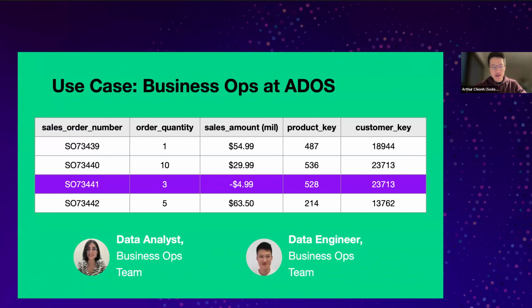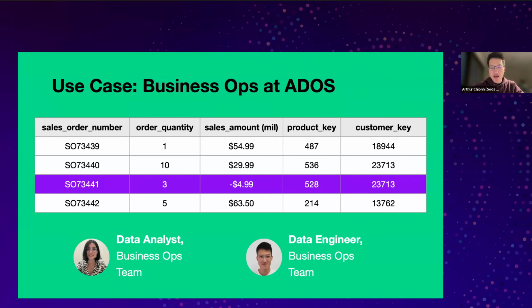So with the agenda clear now, we can have a look at the use case for today. It's business ops at ADOS. It's a team that both Vivi and I belong to. Vivi will be role-playing in the role of a data analyst. So she's like a business user. She does not work with Python and coding, etc. And we'll see how she can interact with our Soda Cloud user interface. I am, on the other hand, a data engineer. I work with code, I build pipelines, and I'm more of a technical user.